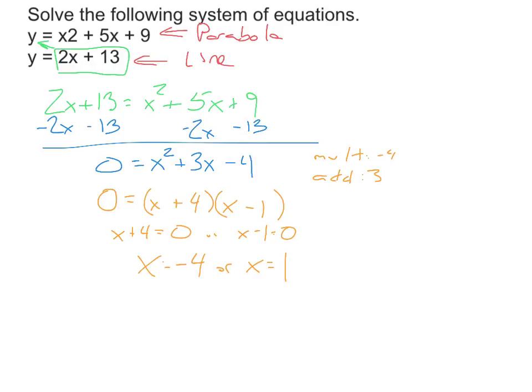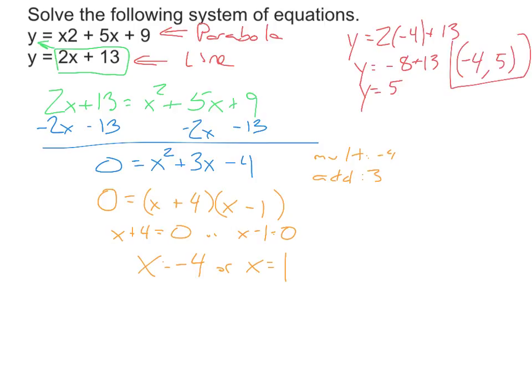So I do have two times that these things will cross, where x is either negative 4 or 1. So let's figure out what the y values are when that happens. So let's plug in negative 4 first. And the easy way to do this is if I just plug it into the line. So y equals 2 times negative 4 plus 13. That means I have y equals negative 8 plus 13, so y is equal to 5. So my first ordered pair, when I plugged in negative 4, my output was 5. So there's one solution to this system of equations.